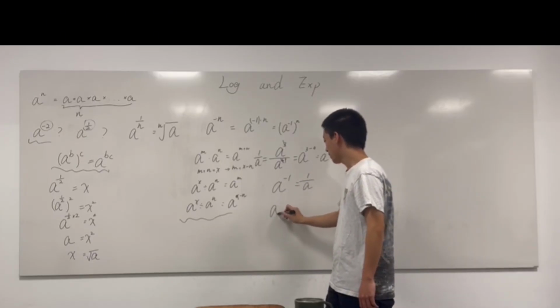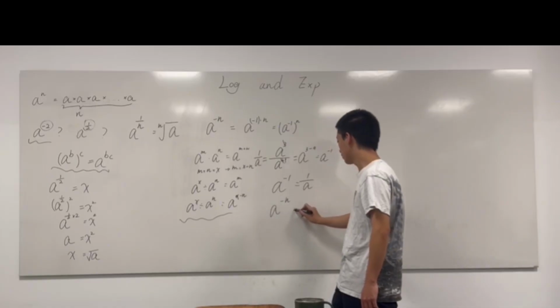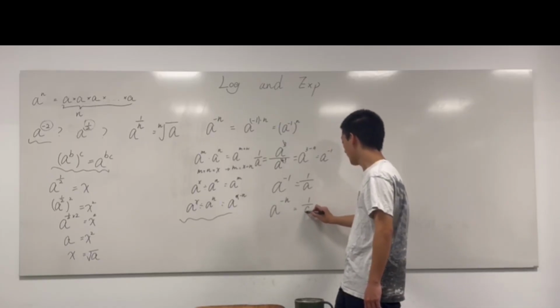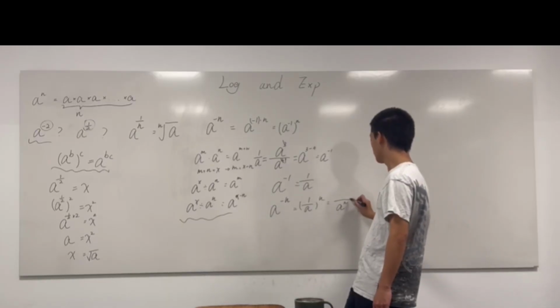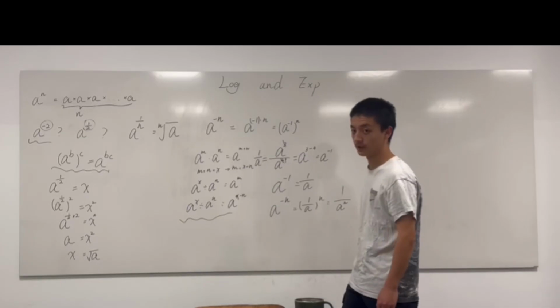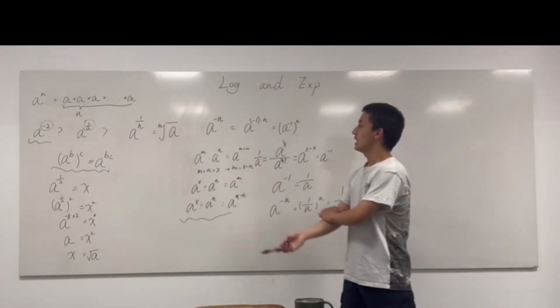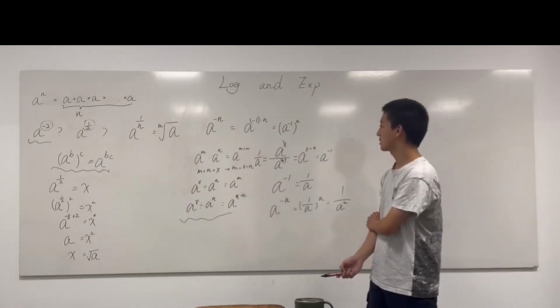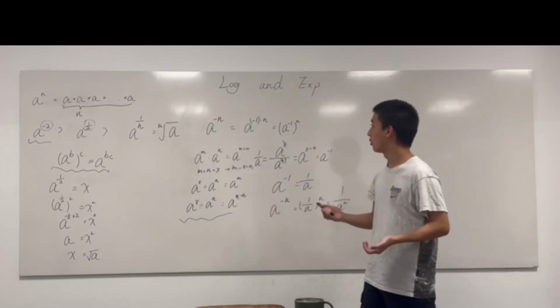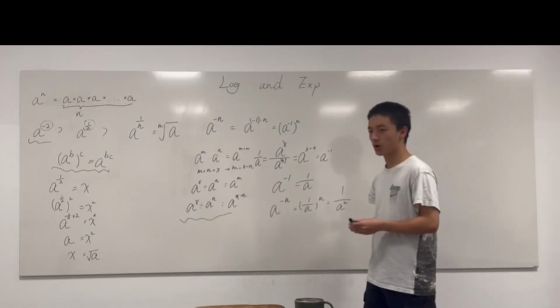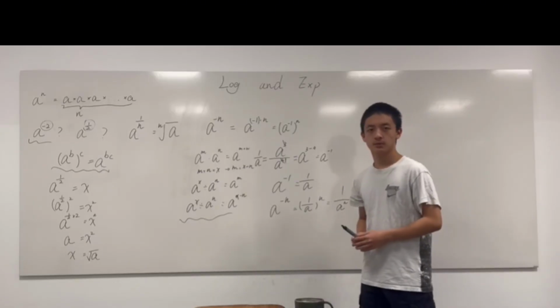So a to the power of negative n is equal to 1 over a to the power of n. So these are some basic exponent definitions or basic exponent properties, and yeah.